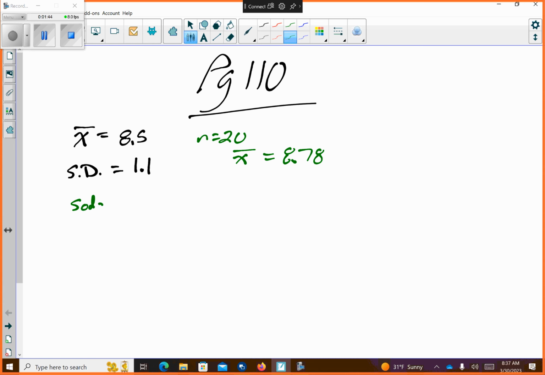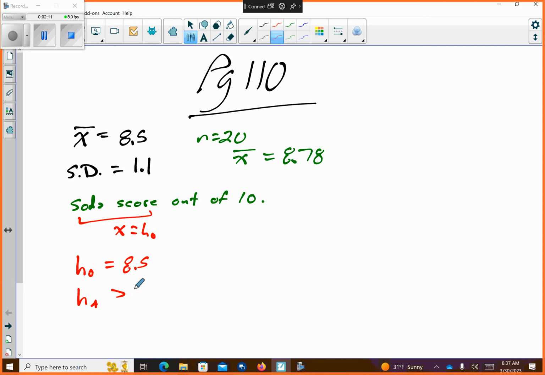So, soda score out of 10. We'll call this X. Is our null hypothesis equal to 8.5, or is our alternative hypothesis greater than 8.5? Those are our first two characteristics that we have to do.